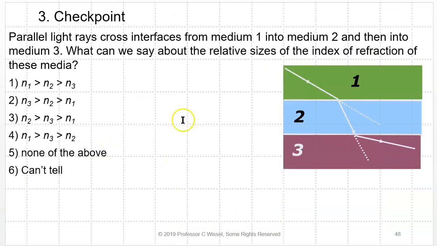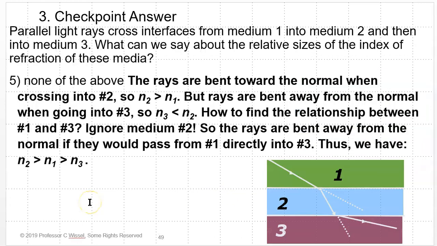This one's kind of confusing. You have parallel rays. Okay, light rays are coming across those interfaces. They're going to come from medium 1, a medium 2, and then a medium 3. What can you say about the relative sizes of the index of refraction of these media? Well, what you're going to do is look to see whether the light bends toward or away. Handle it one at a time, ignoring the rest. It turns out none of the above.